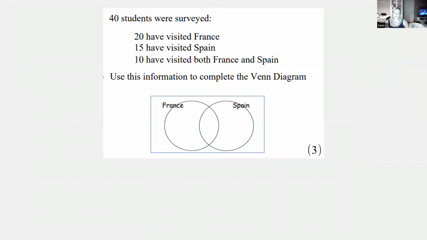Similar to this one. Again, 40 students were surveyed, 20 have been to France, 15 have been to Spain, and 10 have been to France and Spain. So I can write that in straight away. If 20 have been to France, that leaves me with 10 left over. If 15 have been to Spain, I've got 5 there. Add up what I've got and make sure you have anything remaining in this outside section. So that's 25 in total, so I know I've got 15 more. And there we go, all done.